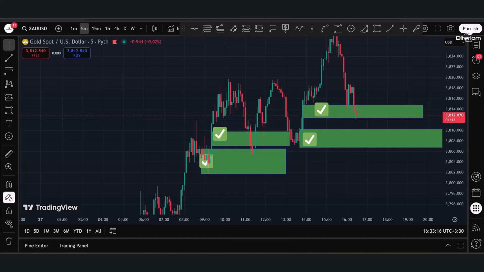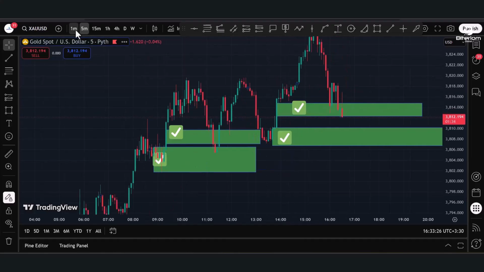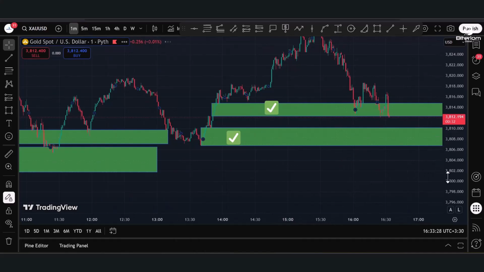What's the next one say? The next one says break of structure on a lower time frame. By that it means both break of structure and change of character. For example, if your time frame is 5 minutes, look at the 1-minute time frame.